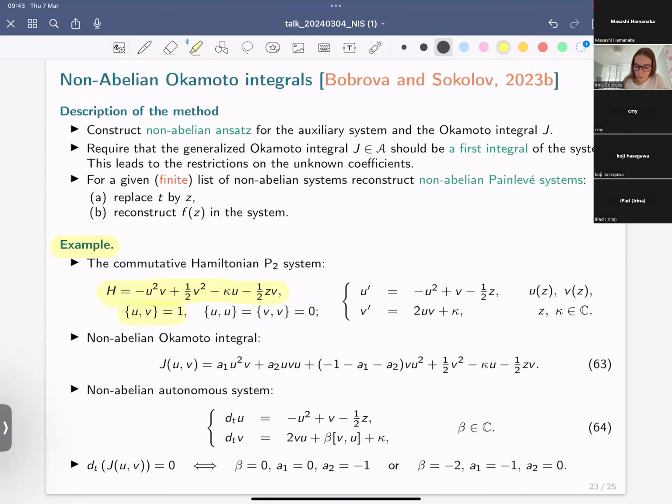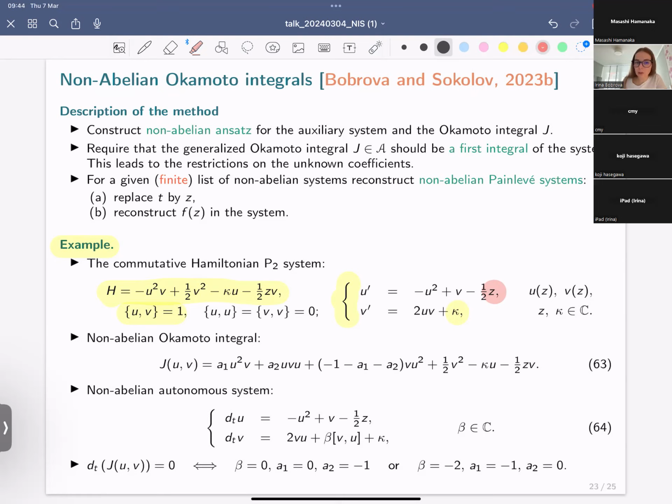And the system of motion equations is given by this second order system. Here, kappa is an arbitrary parameter. So this system is non-autonomous because it depends explicitly on the variable z. And since the system is non-autonomous, the Hamiltonian is not a first integral.